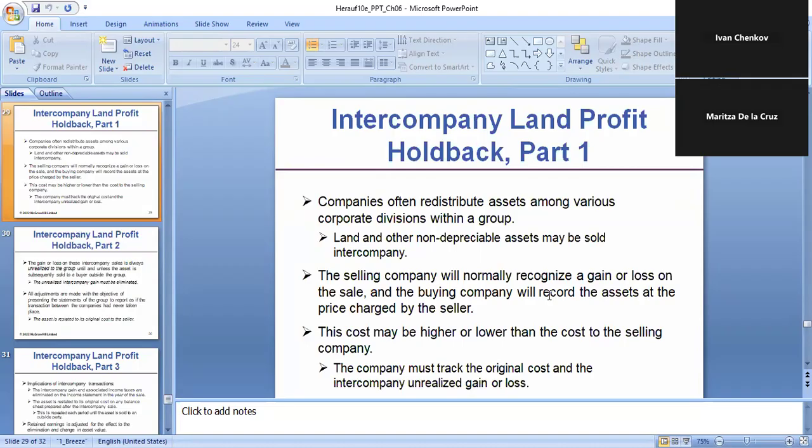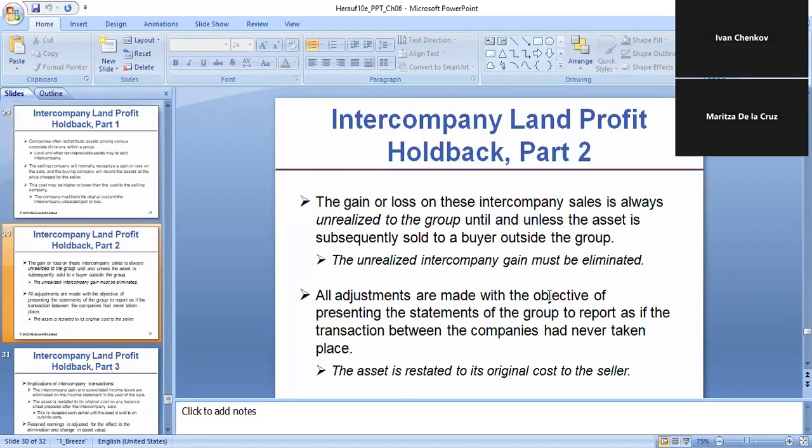Now, this cost will obviously be different from third-party transactions. So the company must track the original cost and the intercompany unrealized gains and losses. Why? Because we have to record on the consolidated statement. We're going to record the asset at the original cost, and we're going to eliminate any unrealized gains and losses.